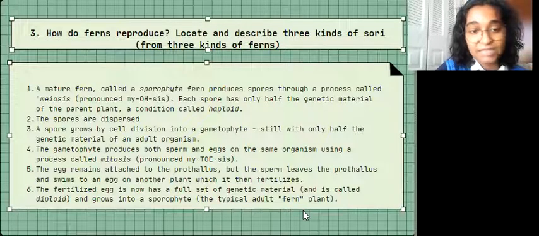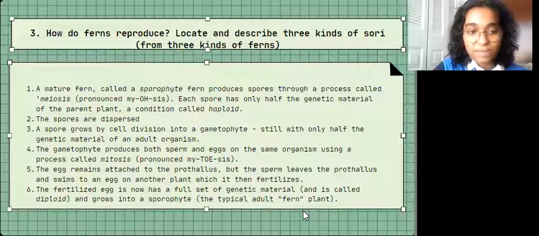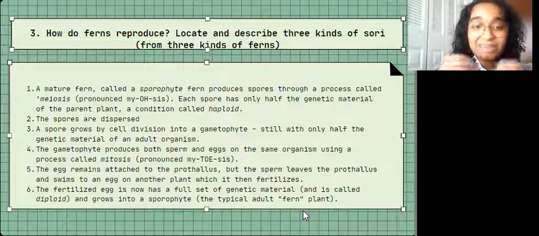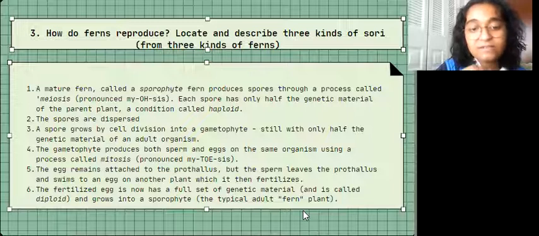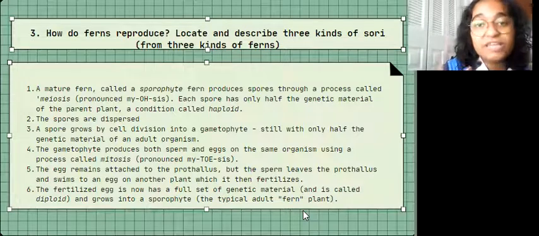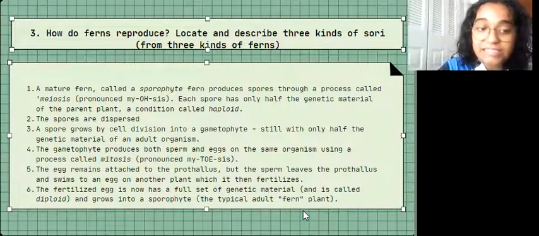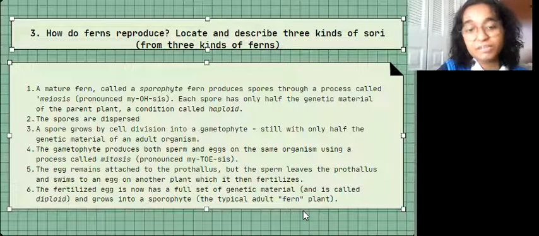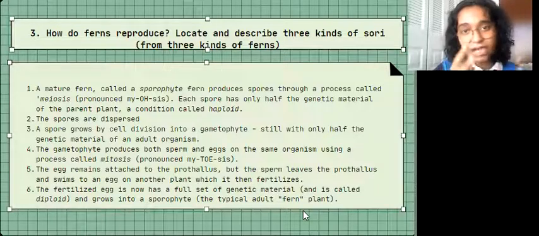Then the spores, by cell division, turn into a gametophyte, still with only half the genetic material of the adult organism. The gametophyte then produces sperm and eggs in the same organism using the process called mitosis. The egg remains attached to the prothallus, but the sperm leaves the prothallus and swims to the egg on another plant, which it then fertilizes. The fertilized egg now has a full set of genetic material and is called a diploid, and it grows into a sporophyte, the typical adult fern plant.